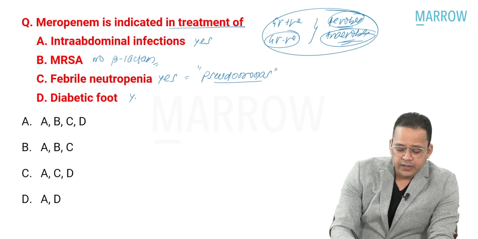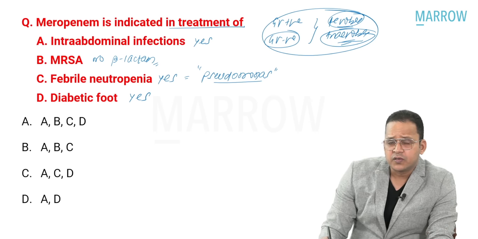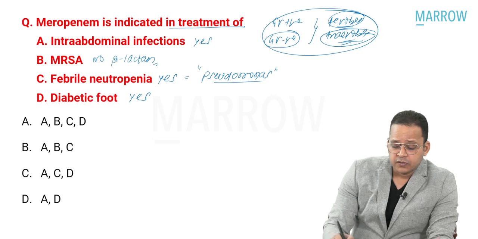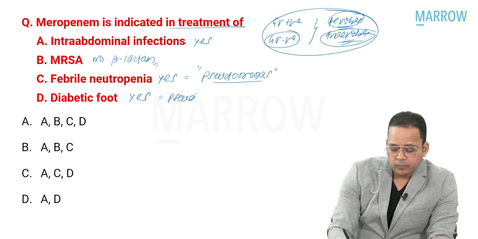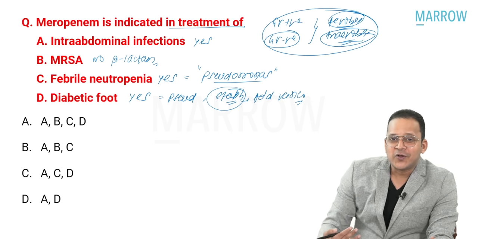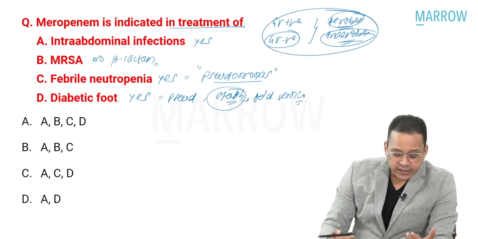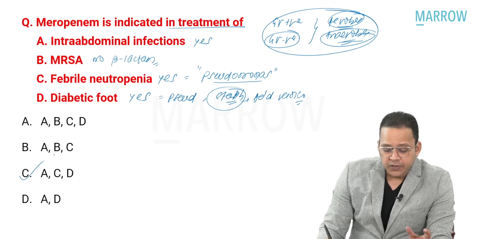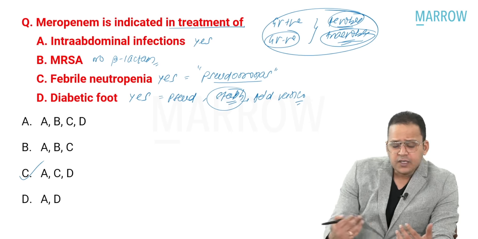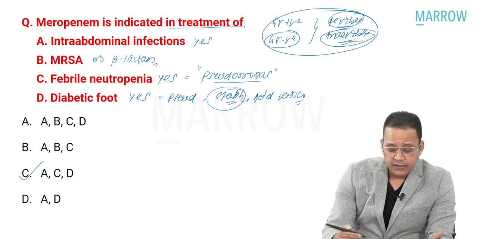Diabetic foot, yes, we can use them in diabetic foot. It might be because of gram negatives, like pseudomonas. It might be because of staphylococcus, but then I have to add vancomycin for adequate coverage because that staphylococcus might be MRSA. So what is the answer here? A, C, D. C is the right answer, right? So this MCQ is not an easy one. You can say it's a difficult one, right?